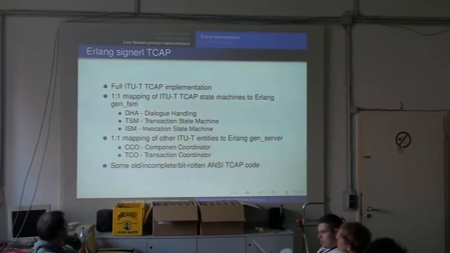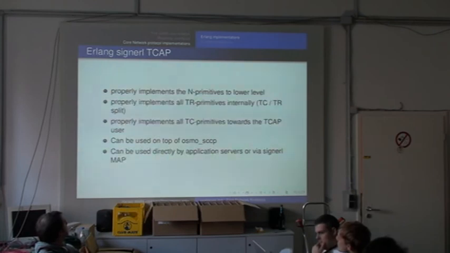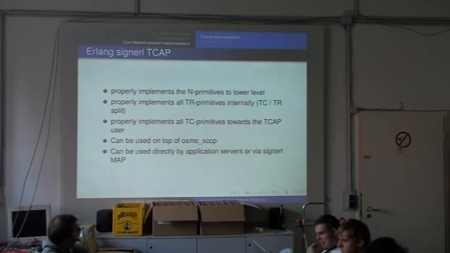Vance also wrote ANSI and ITU-T TCAP and MAP. But the ANSI part I have never even looked at, so it's completely bit rotten by now. Unless somebody has a need for that, it will stay what it is. So the TCAP layer implements what's called the N primitives towards the SCCP on the lower level, and it implements the internal TR primitives and the TC primitives towards the user.